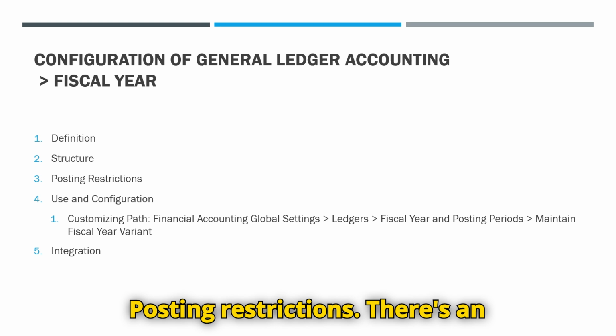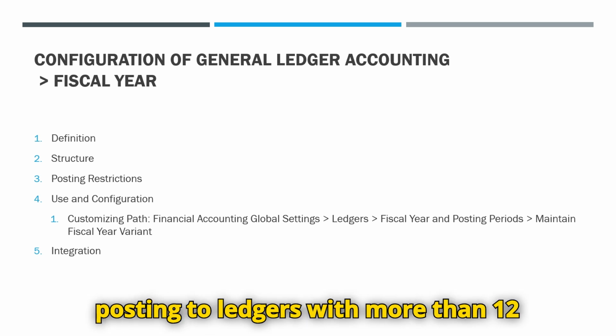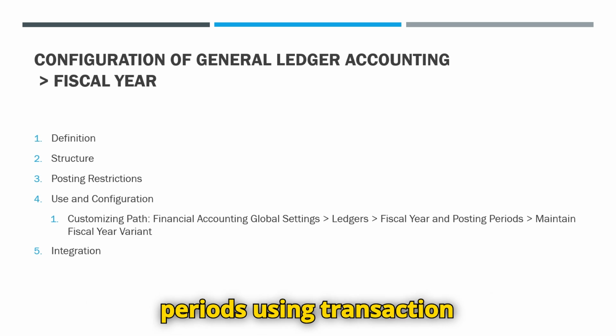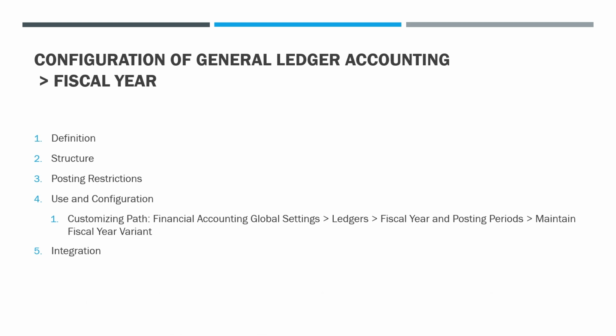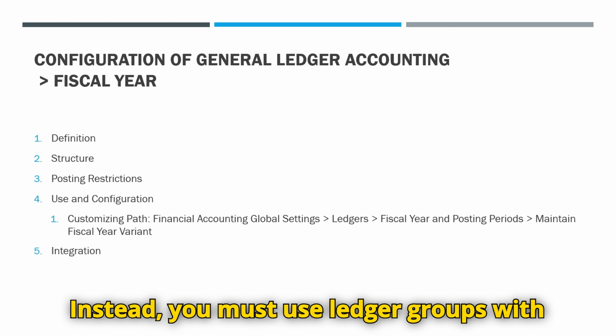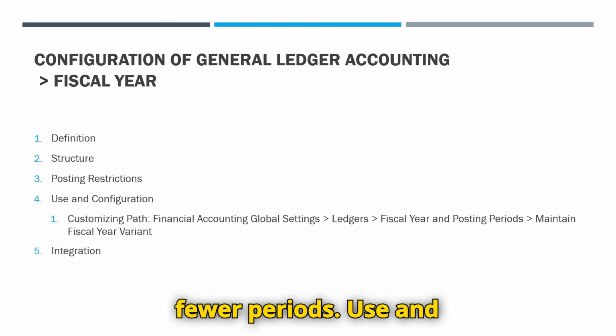Posting restrictions. There's an important restriction to note. Direct posting to ledgers with more than 12 periods using transaction FB01L is not possible. Instead, you must use ledger groups with representative ledgers that have 12 or fewer periods.